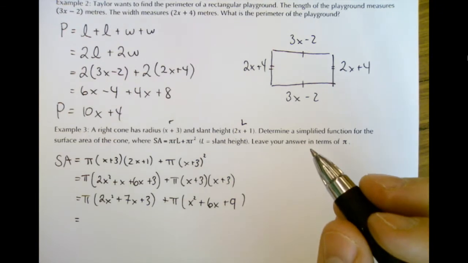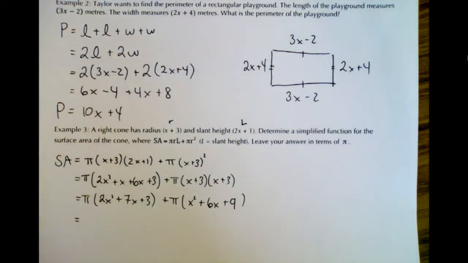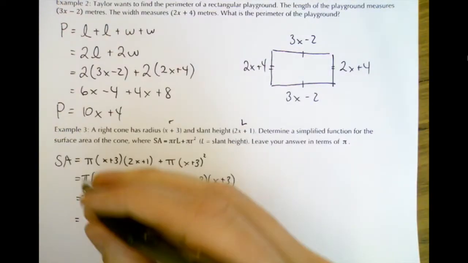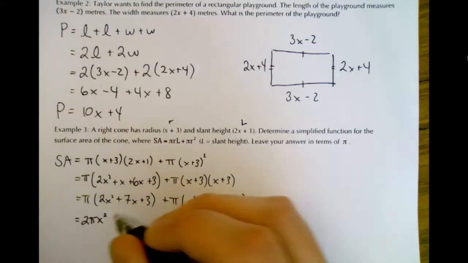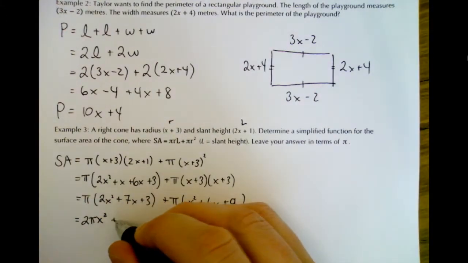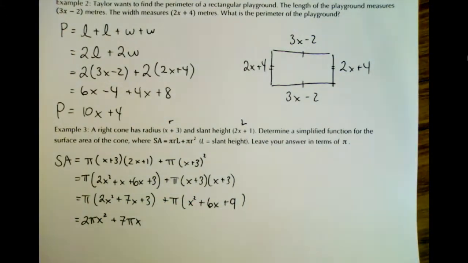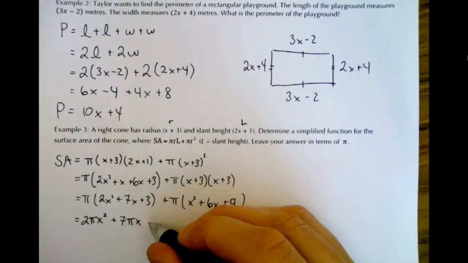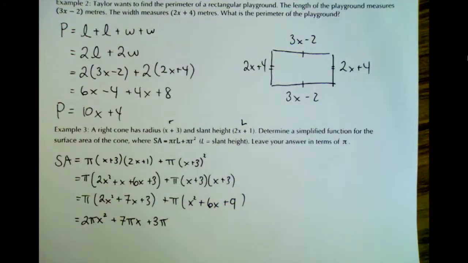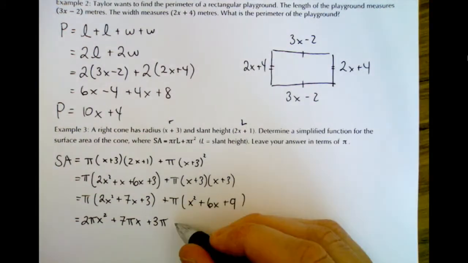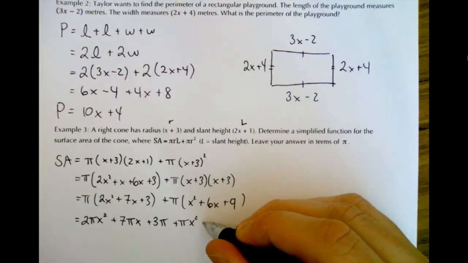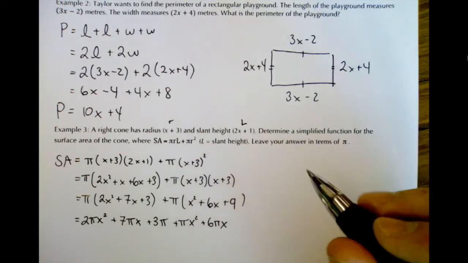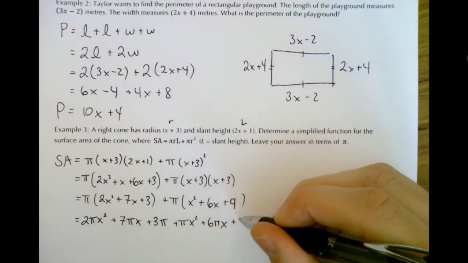Let's distribute the pi. For general conventions, when you distribute pi, you usually put it after the coefficient number and before the variable. So pi times 2x squared would become 2 pi x squared. Pi times 7x, 7 pi x. Pi times 3, 3 pi. Second bracket, pi times x squared, pi x squared, pi times 6x, 6 pi x, pi times 9, 9 pi.